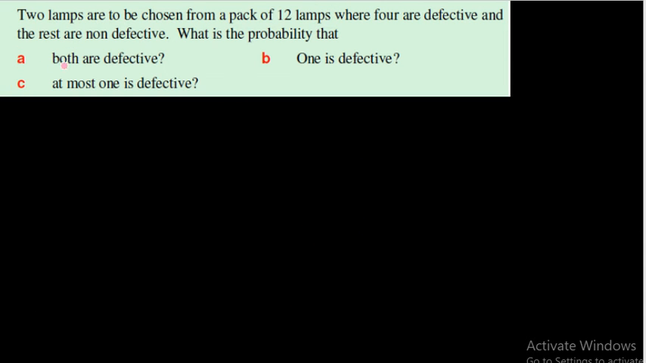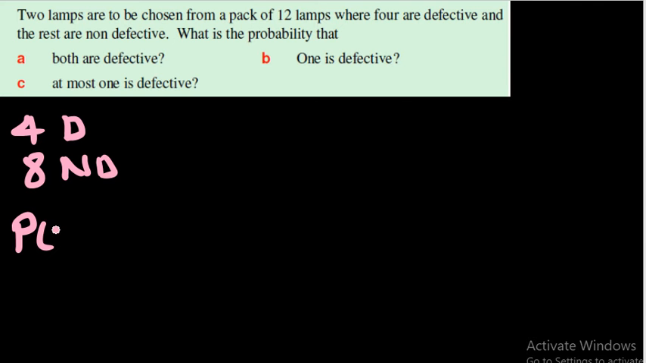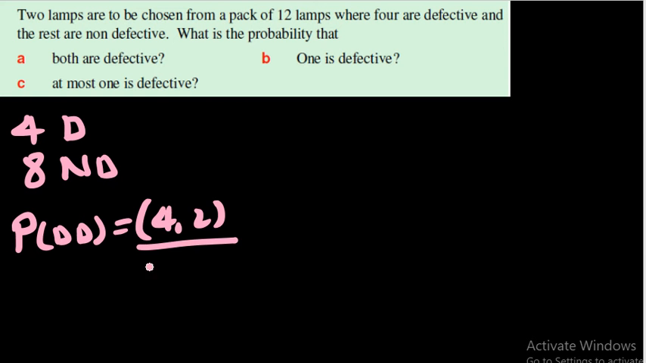The next question: 2 lamps are to be chosen from a pack of 12 lamps, where 4 are defective and the rest are non-defective. There are 4 defective and obviously 8 are non-defective. Then 2 lamps will be chosen. What is the probability both are defective? The probability both defective, DD, will be 4 combination 2 over 12 combination 2. The total possible ways of selection will be 12 combination 2, because we have 12 lamps in total.